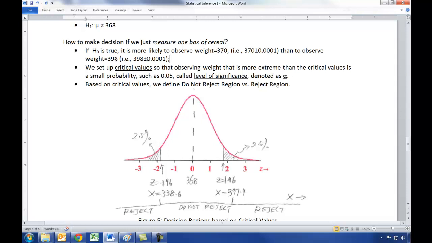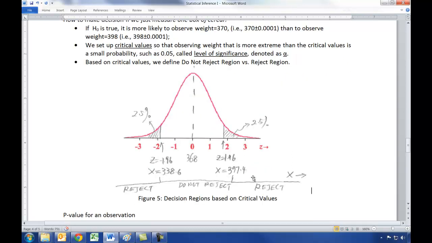Let's look at another example. If that one random box of cereal turns out to weigh 398 grams, based on our decision, the value is out of the do not reject region, it is actually in this reject region. We therefore need to reject the null hypothesis. So we conclude the mean is no longer 368 grams, and as a result we need to shut down the production line.